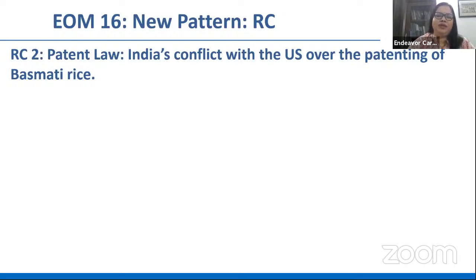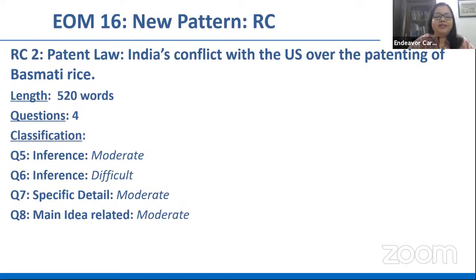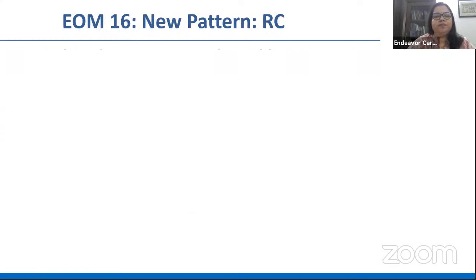Very, very easy language, and it's a very easy topic. It's a topic that a lot of you might even have read in the newspapers and might be aware of, which makes it very easy to read and relate. 520 words, not lengthy. The questions you will find are actually moderate. There is that one difficult question, but because of the easy passage, even that difficult inference won't be so very difficult, and can be managed because you understand the passage very well. A definite choice for me, RC2.